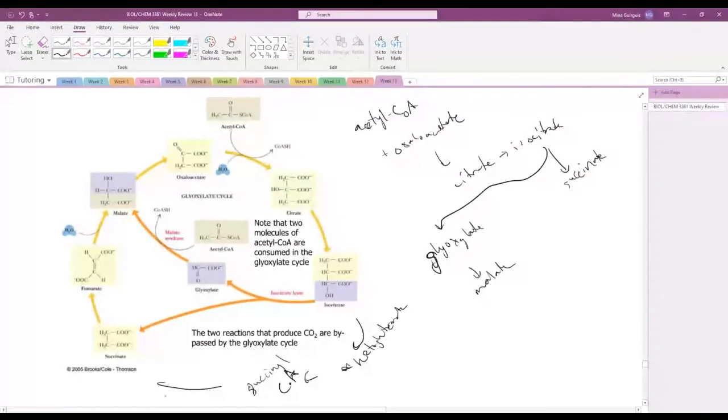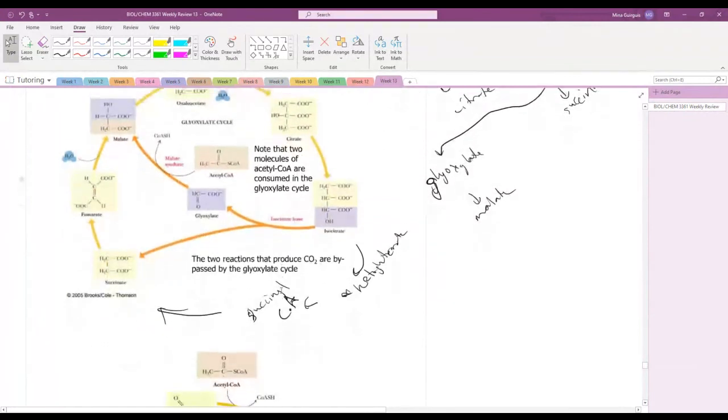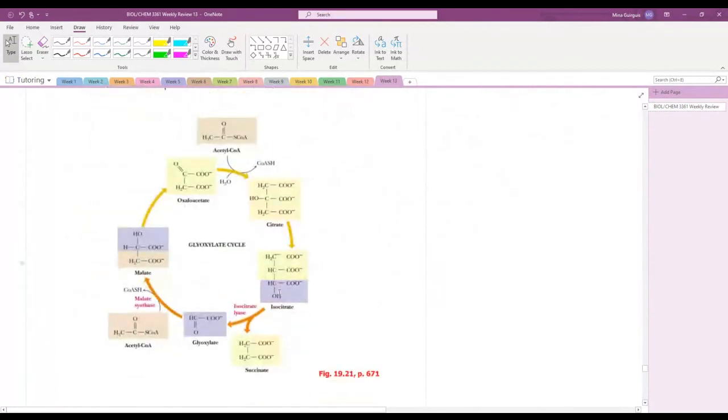And I apologize for my handwriting. Okay. So why does it do this? Because those are the two reactions that release CO2 that we want to avoid. Okay. And here's a kind of a better description of how this looks.